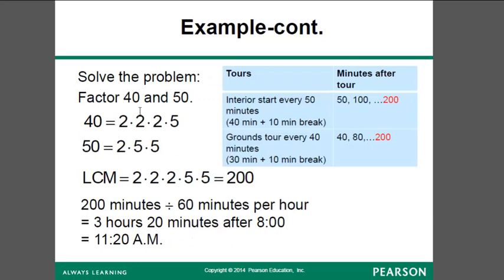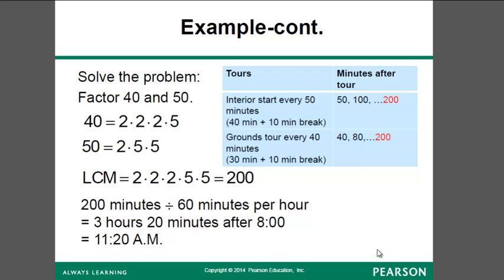So here's what we do. We factor 40 and get 2 times 2 times 2 times 5. We factor 50 and get 2 times 5 times 5. Now they both have a 2, and then the 40 has another set of 2's. The 50 has 2 5's. So this now becomes our least common multiple: 2 times 2 times 2 times 5 times 5, which is 200. So 200 minutes after 8 o'clock, they start together.